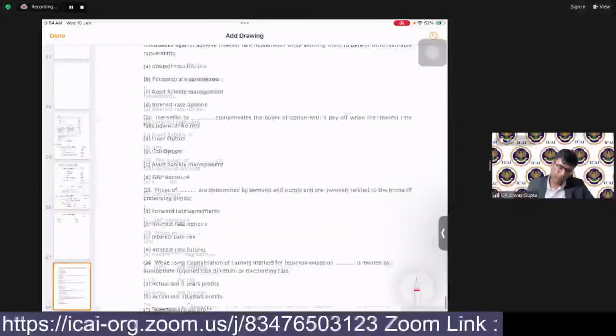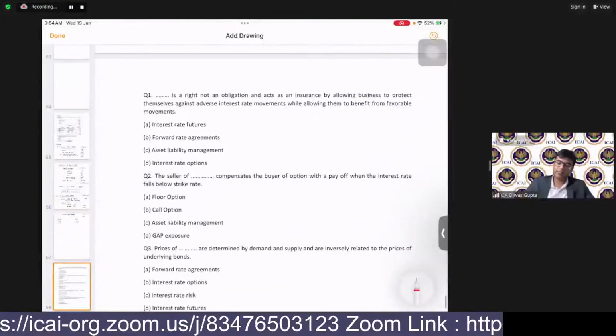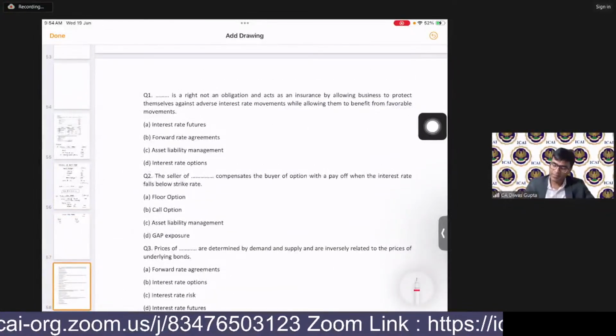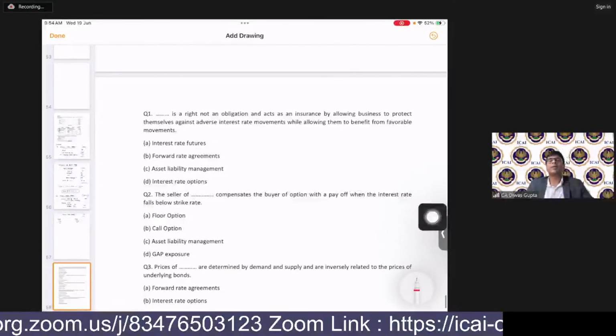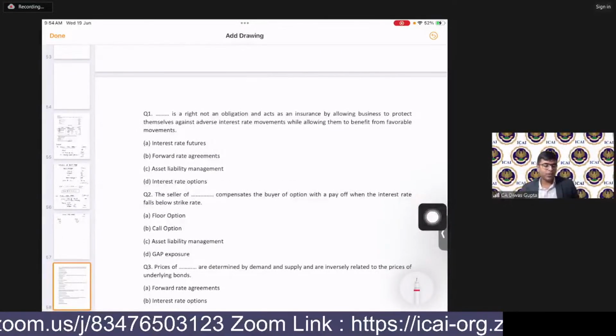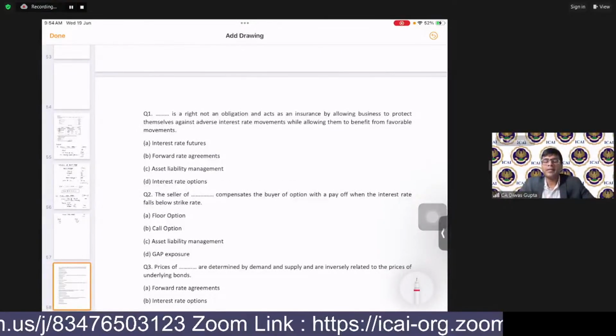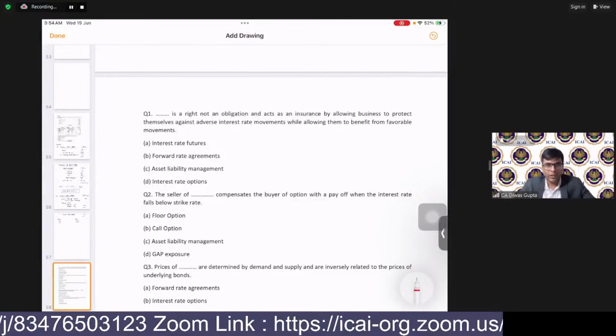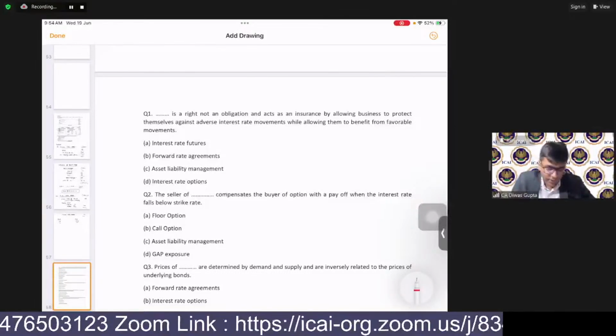I think that's all. Let's come to this MCQ, students. Let's spend some time on the MCQ. This MCQ is for both interest rate risk management as well as business valuation. So question number 1, students.